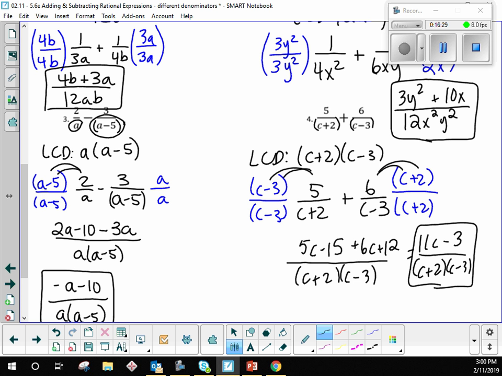One thing I want to tell you about this skill, the least common denominator, we will be using this again even after this unit because we have to solve equations that have these fractions in them, and we'll be using the LCD then as well. So it's not going away. Factoring's not going away.